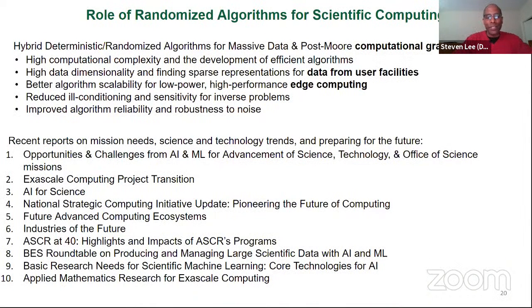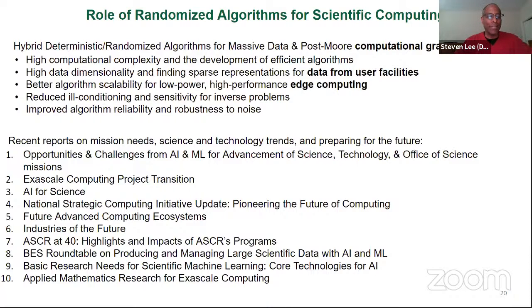So here's a perspective on the role of randomized algorithms for scientific computing. And this gets to the idea that across the different application domain areas, there are some computational grand challenges that keep showing up. And this idea of maybe not only looking at deterministic approaches, but more so-called randomized algorithms approaches, and Tammy gave a definition earlier. But the challenges that keep showing up are that we have to deal with high computational complexity, maybe in the guise of NP-hard problems, and coming up with efficient algorithms, high data dimensionality, coming from the data from our user facilities. Algorithm scalability is always a challenge, especially if we start looking towards doing edge computing, low power and high performance environments. And then just dealing with other numerical difficulties of discretizing a problem and putting it on a computer with ill conditioning and sensitivity and reliability.